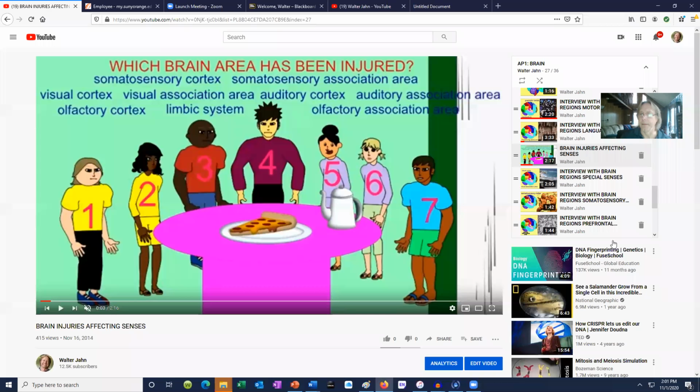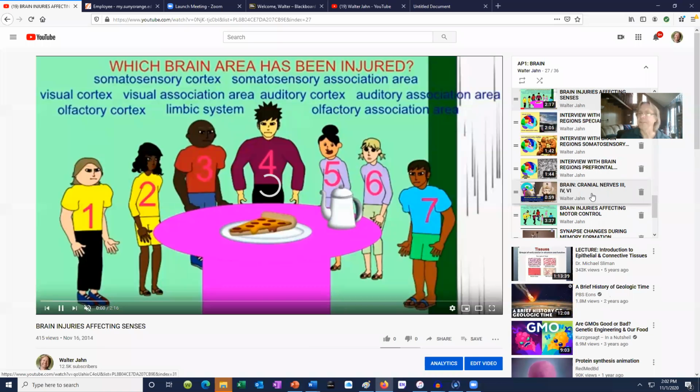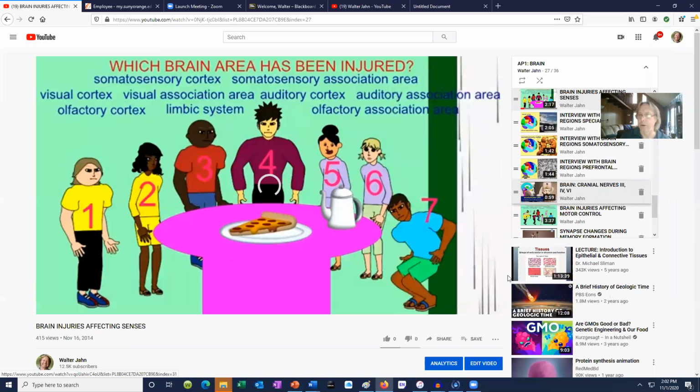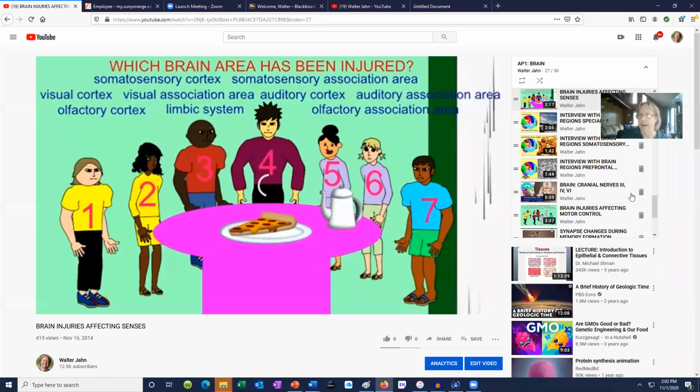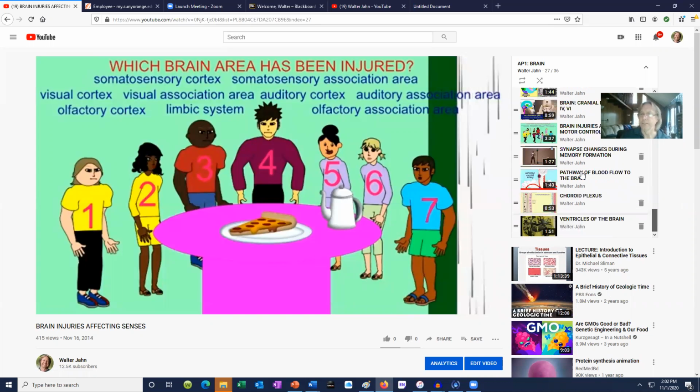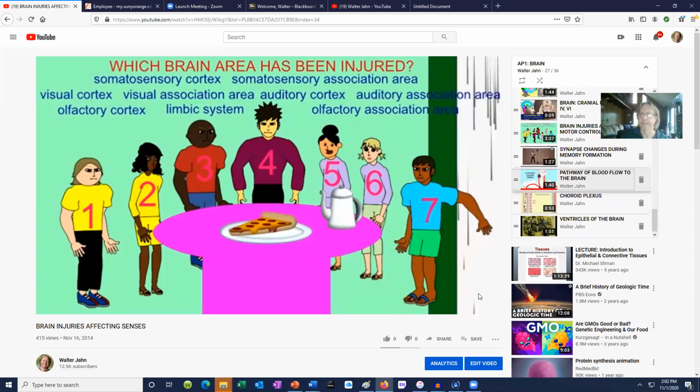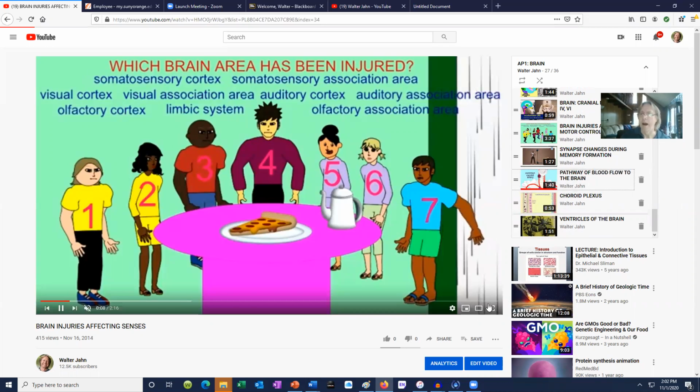So I have a number of these. Once again, there's accents, they're a little sillier, but it's meant to just kind of walk through what different regions of the brain might do based on what damage to that area might result in.